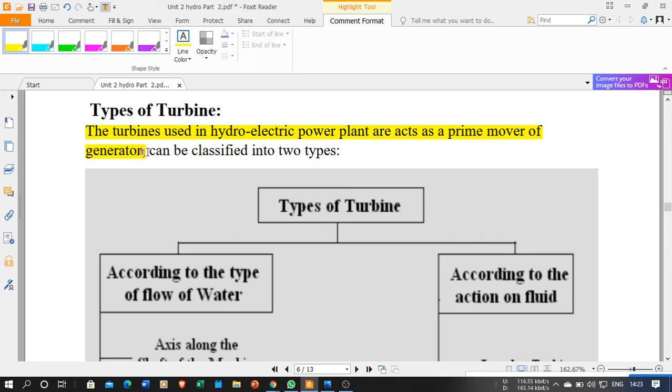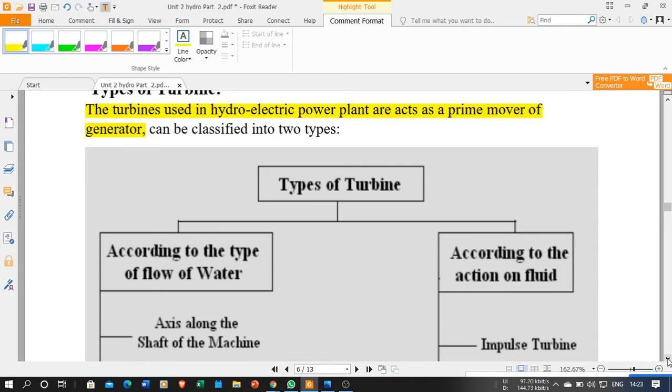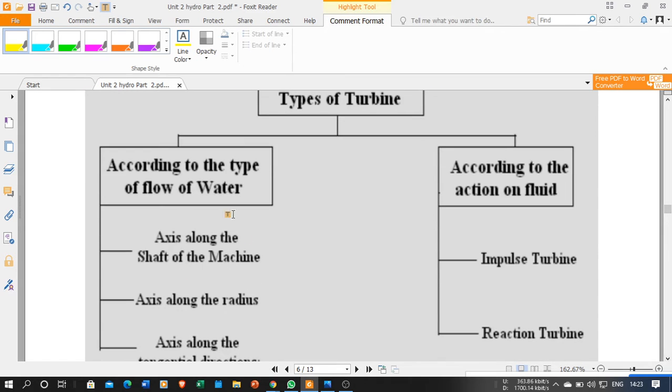Then only my generator will convert mechanical energy into electrical energy. So my turbine will convert the kinetic energy of the water into mechanical energy, which is coupled to the generator. And that's why the turbine is also called the prime mover. The second name for the turbine, in most cases, is the prime mover of the generator. Now these turbines are classified into two types according to the type of flow of water.